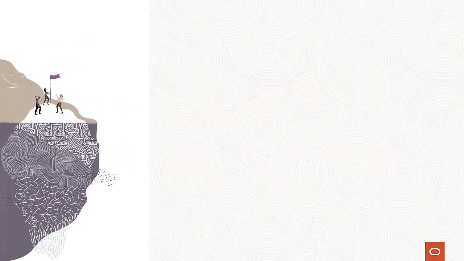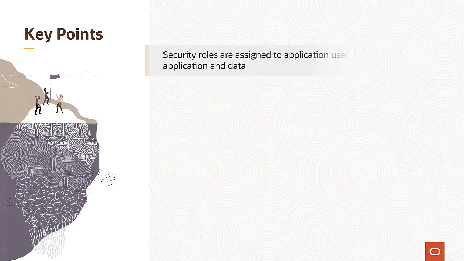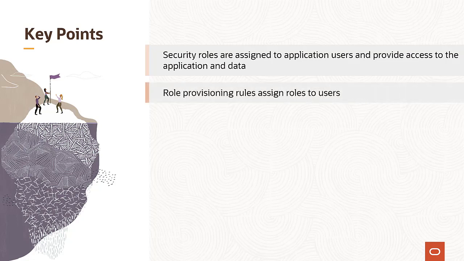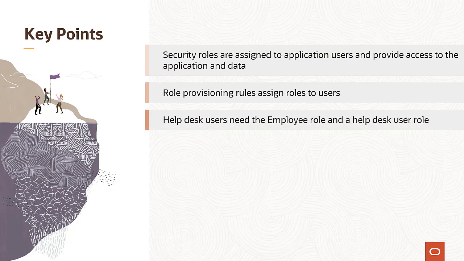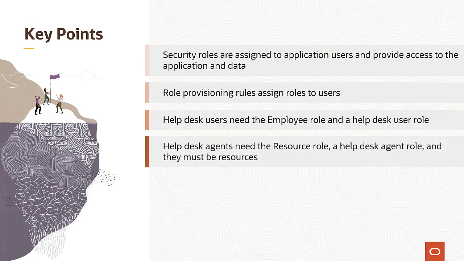Let's visit the key points of the lesson. First, security roles are assigned to application users and provide access to the application and data. Role provisioning rules, also known as mappings, assign these roles to users. So to set up a help desk user, you need to assign the employee role and a help desk user role. To create agents, you must also assign the resource role, a help desk agent role, and you must make them resources in the application. This concludes this lesson.